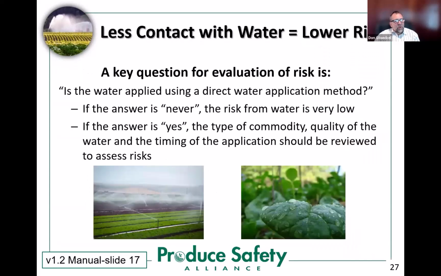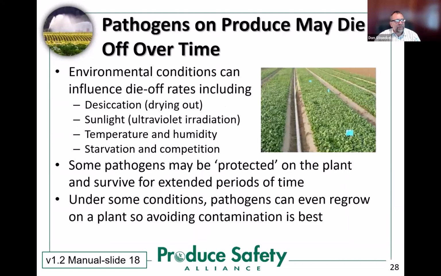As you go through that, how do you apply the water, lead up to the punchline, which is less contact with water is lower risk. We already talked about that a lot with the definition of agricultural water, and you can use this slide to really nail it and bring that concept home.